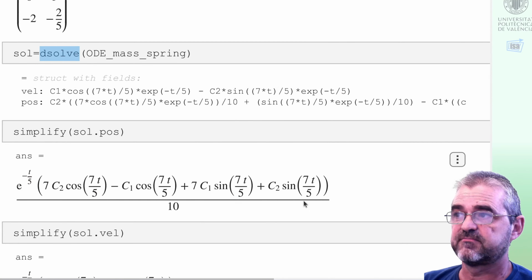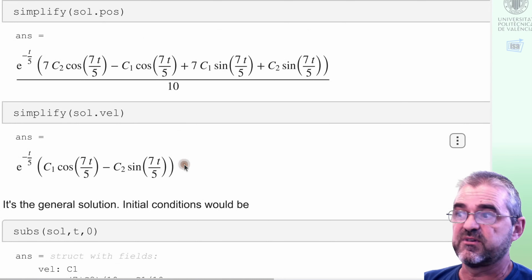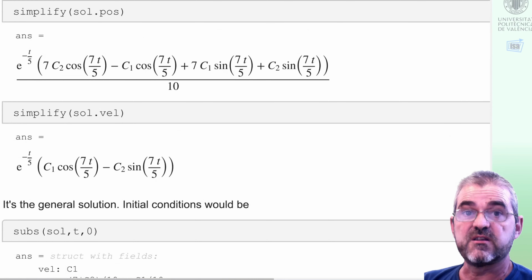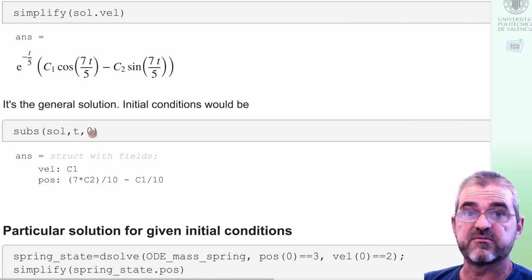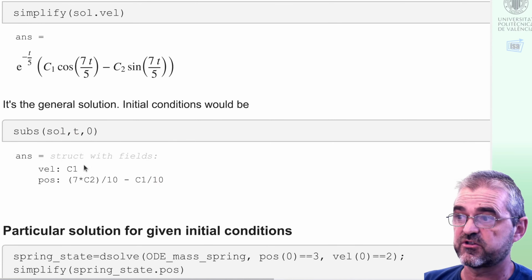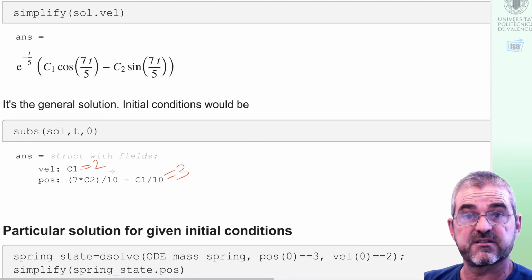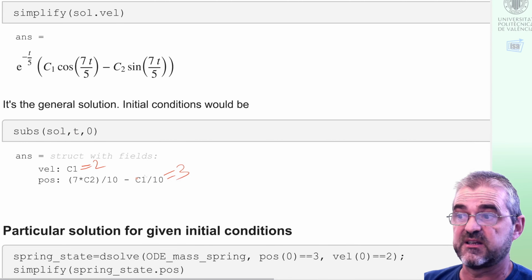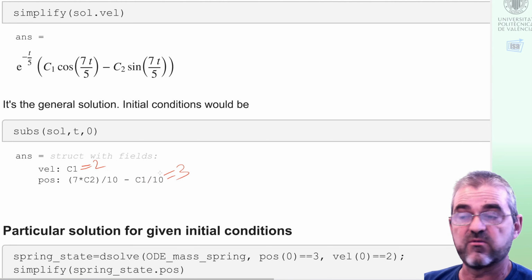This is the position in pretty form, and this is the velocity in pretty form, and the initial position and the speed will be, if I substitute time by number 0 in the solution, this velocity, this position. And of course, if I want to obtain a particular solution with initial velocity of 2, initial position of 3, then this is a linear system of equations that lets me compute the values of C1 and C2, but I do not actually need to do that step because dsolve does it for me.